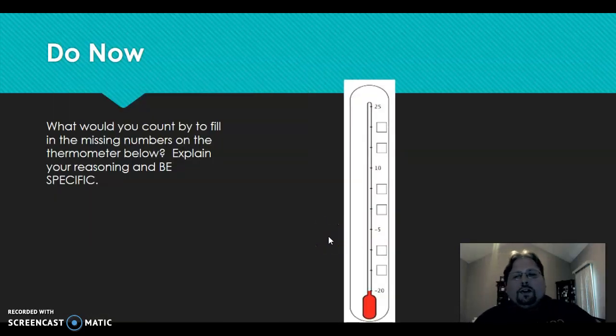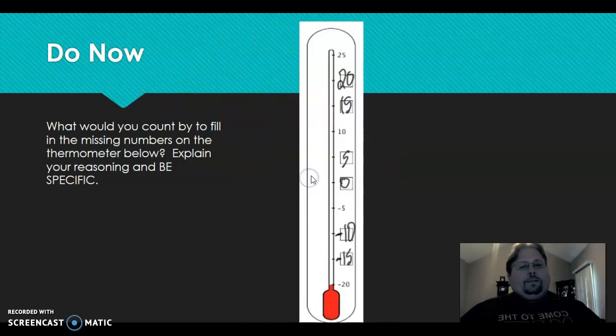Your other question in your do now or warm up was, what would you count by to fill in the missing numbers on the thermometer below? Explain your reasoning and be specific. Remember, when you're doing this, you have to explain your reasoning. Don't just say I added, I counted. You have to be specific. What did you count by? Why did you count by that? What did you add by? Why did you add by that? Or what did you subtract by for this one?